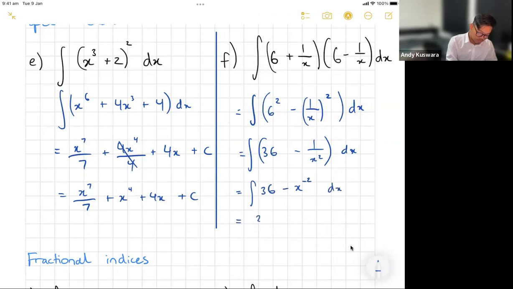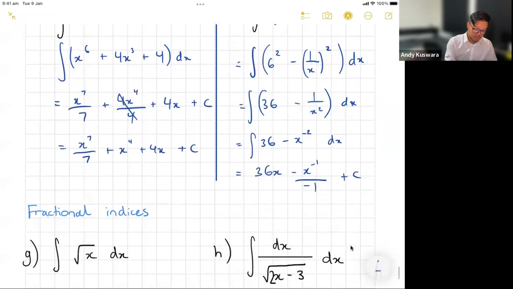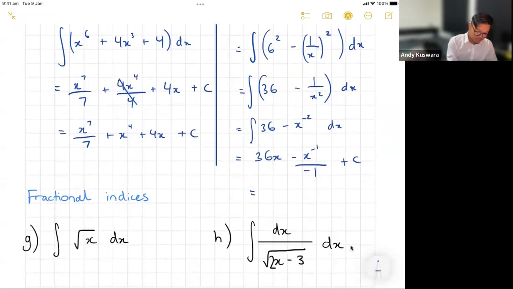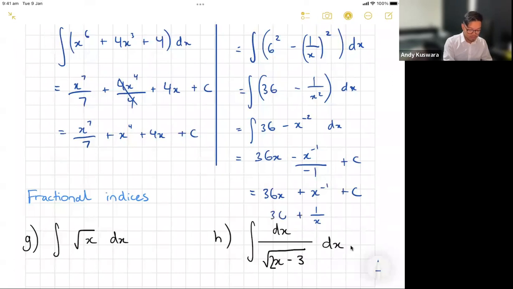Now this becomes 36x. That one's nice and easy. But now this one becomes negative x to the negative 1 all over negative 1 plus c. And again, to finally clean that up, that's just 36x, and it's going to become plus x to the minus 1 plus c. Your textbook will likely change all negative indices back into positive indices. So it'll look like this: 36 plus 1 on x plus c.